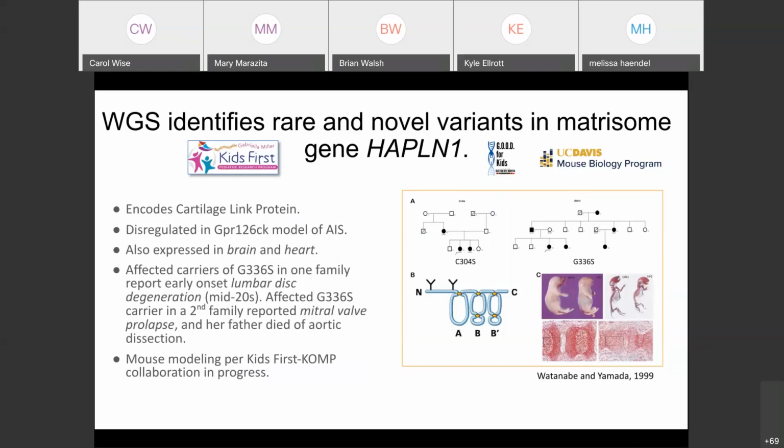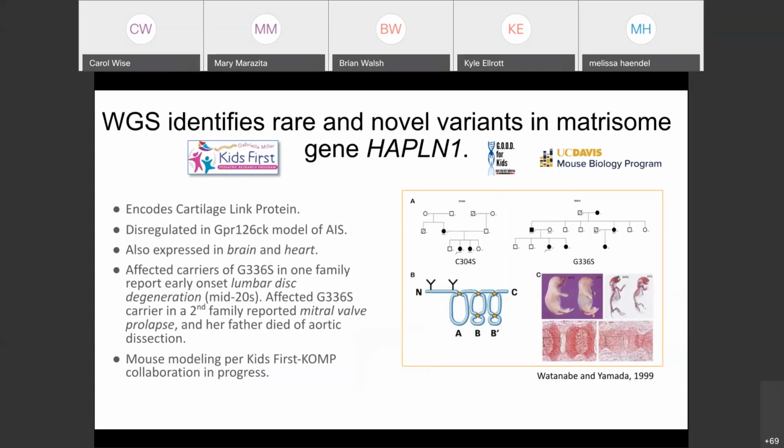So in our first round of sequencing in a subset of these families, we identified mutations in the gene called HAPLN1 in several families. Burden tests approached significance, and there was an increased odds ratio for this gene. The reason that was number one, and number two, the gene encodes cartilage link protein, which is a part of that cartilage matrosome that we were talking about earlier. And we know that it is regulated by another well-known AIS risk gene, GPR126, and it's dysregulated in a knockout of that in the mouse. So we have focused on this as an interesting candidate for AIS.